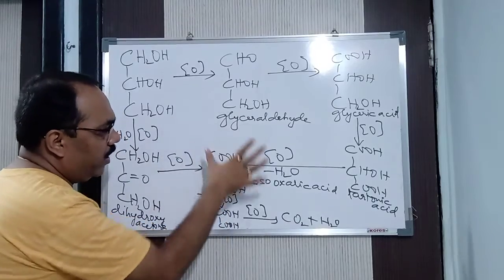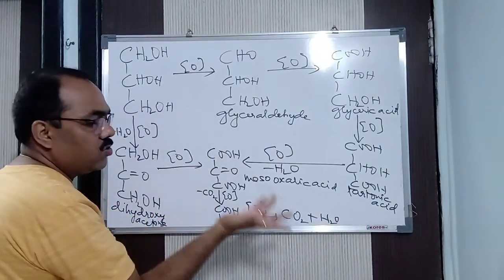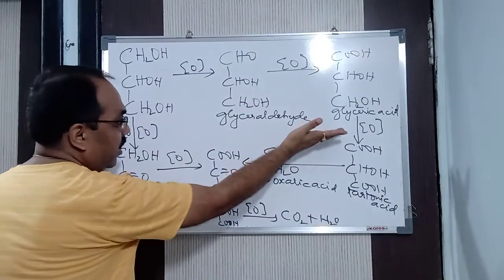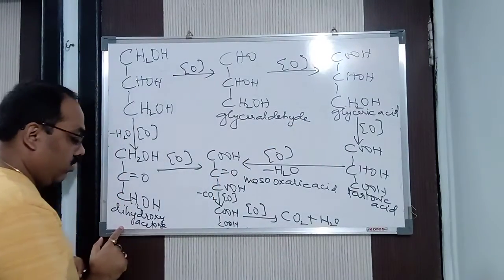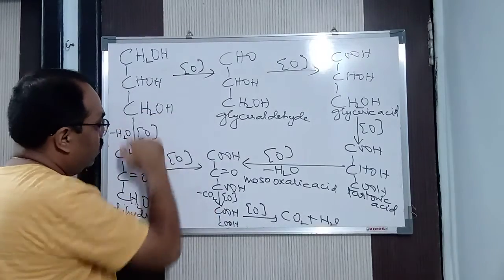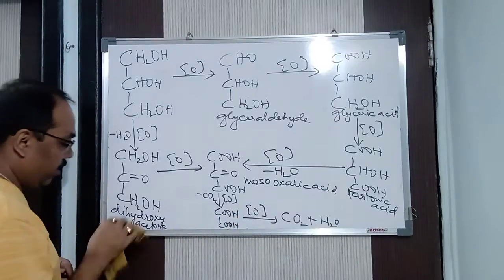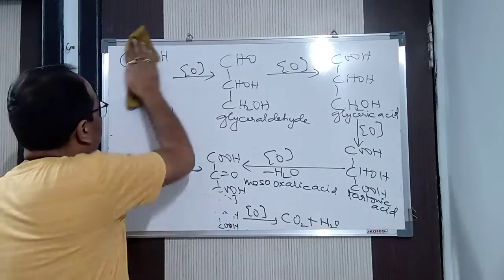So in this way, different oxidizing agents will give you different products. And it also depends upon the question how far the oxidation is to go. Whether it is coming up to glyceric acid, you have to write this. Whether it is coming to dihydroxyacetone, you have to write this. Whether it is coming to oxalic acid, you need to write this and this one. So you need to practice this. Okay, fine.